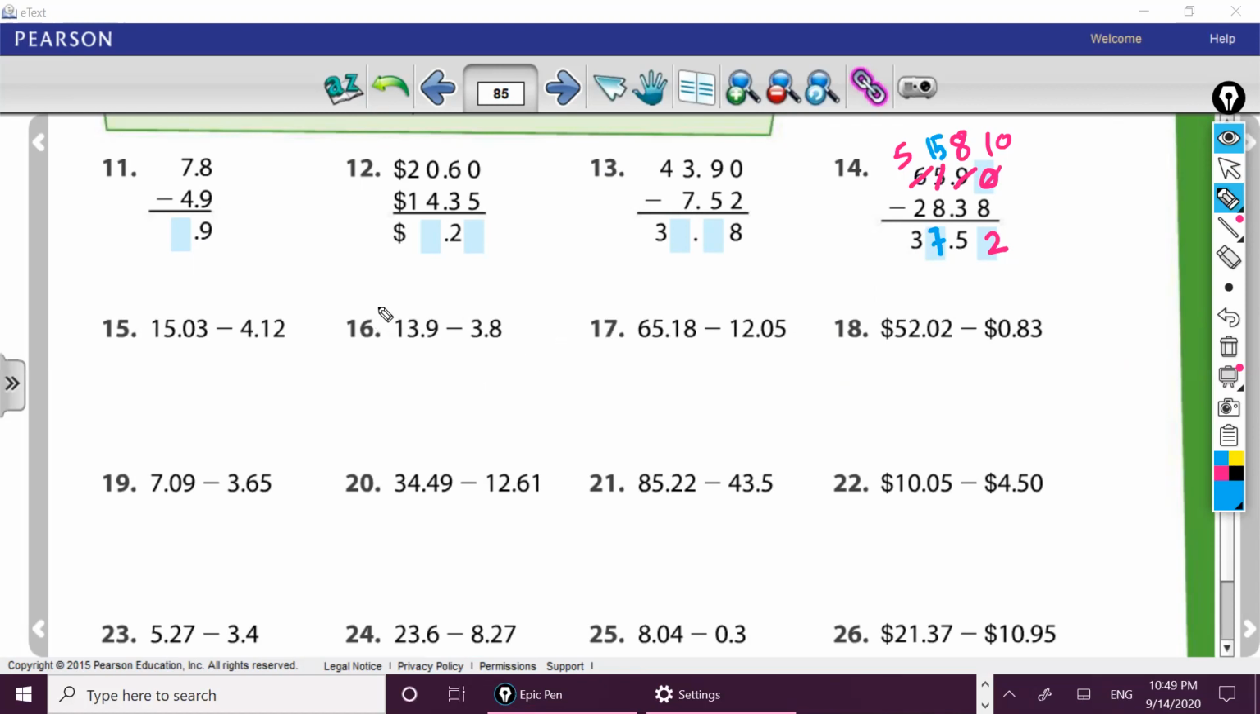Like number 16 here. I will line up the decimal point above each other. Equal, decimal point. I will start from 13. Then 9 in the tenths place. And here I have 3 under the ones place and 8 under the tenths place. 9 minus 8 equals 1. And 13 minus 3 equals 10. Clear? Is it hard? No, very easy.